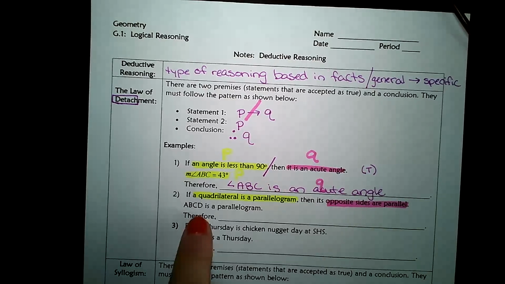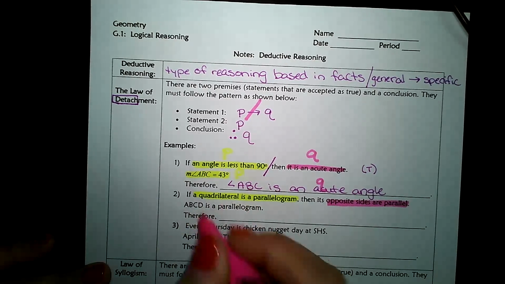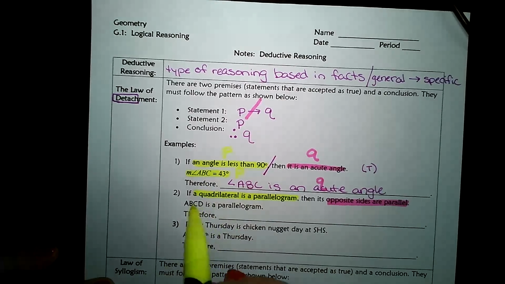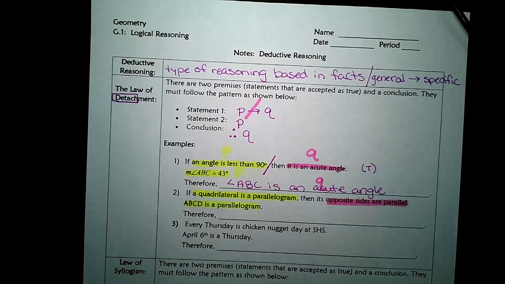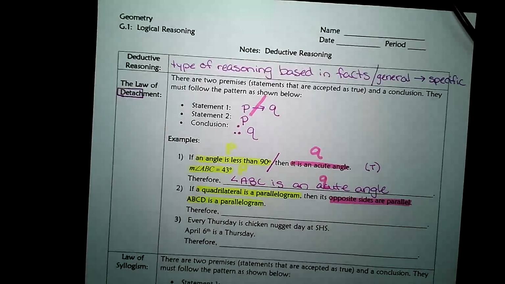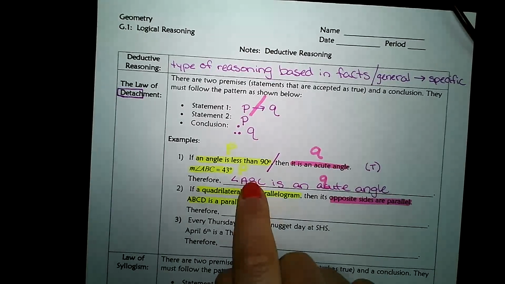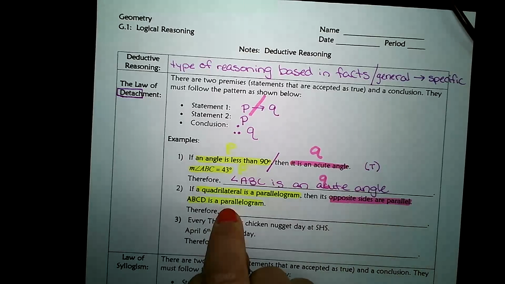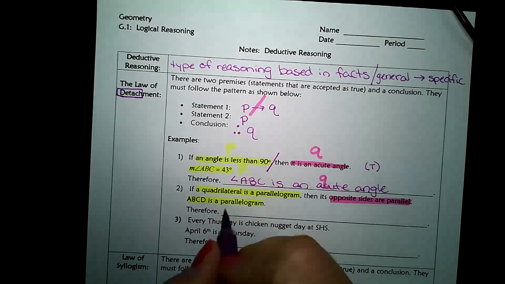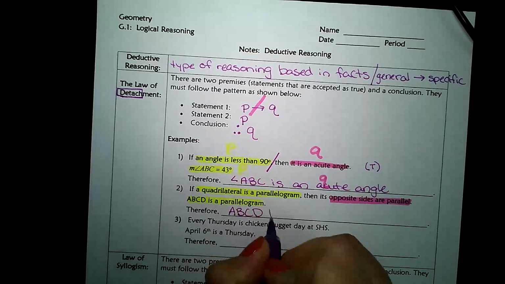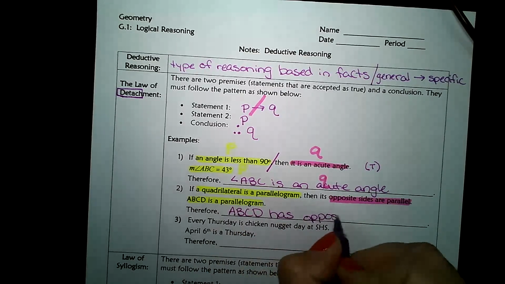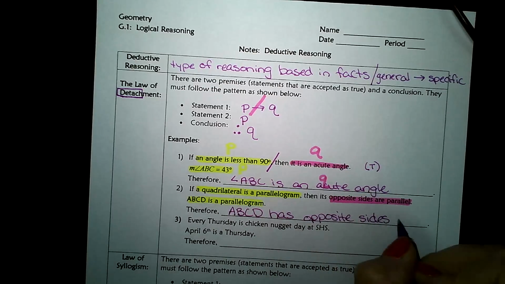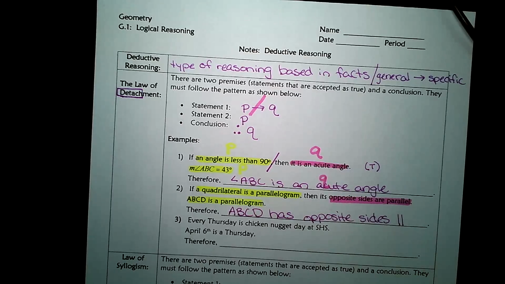Well, now we're looking at the specific quadrilateral. Quadrilateral ABCD is a parallelogram. Okay, there's that P statement again. So we're following this pattern of detachment. We started with an if-then statement: if the quadrilateral is a parallelogram, then its opposite sides are parallel. The specific quadrilateral we're talking about is quadrilateral ABCD, and it's a parallelogram. So therefore, we know that ABCD has opposite sides that are parallel. And that would be our Q statement.